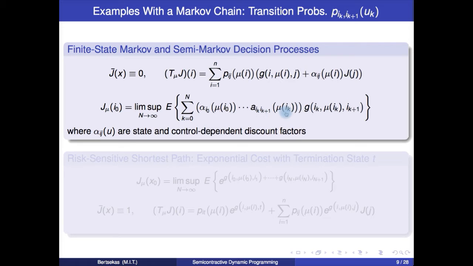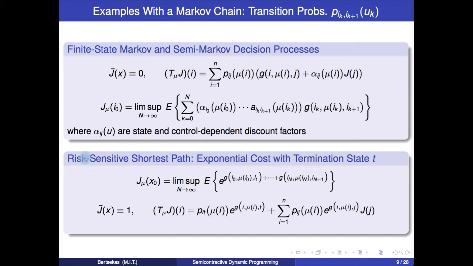Now, the expression for the cumulative discount factor up to time k is obtained by multiplying the discount factors, which depend on the corresponding states and controls. And taking the expected value of that, which involves these transition probabilities here, and then taking the supremum as n goes to infinity, gives us the cost of a policy.